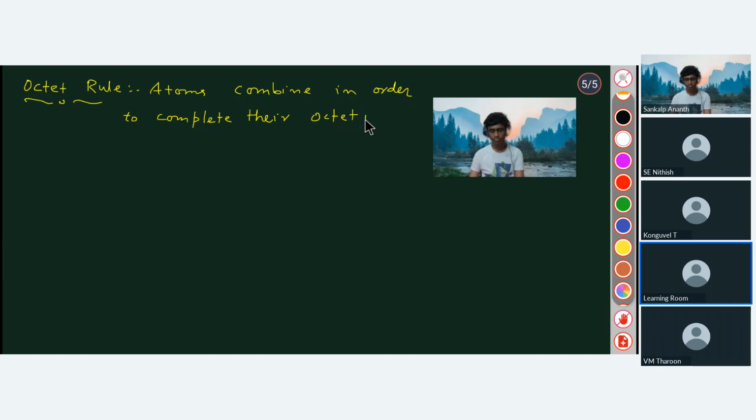Octet means that is 8 electrons in the valence shell, unless it is hydrogen or helium, right, sir? Exactly. Now we are having a few elements which are not following the octet rule, they are following the duplet rule. That means 2 electrons in the valence shell, the outermost shell.